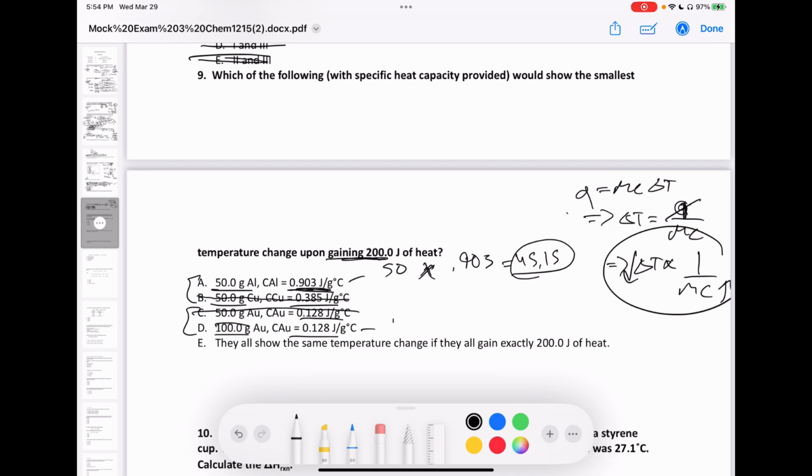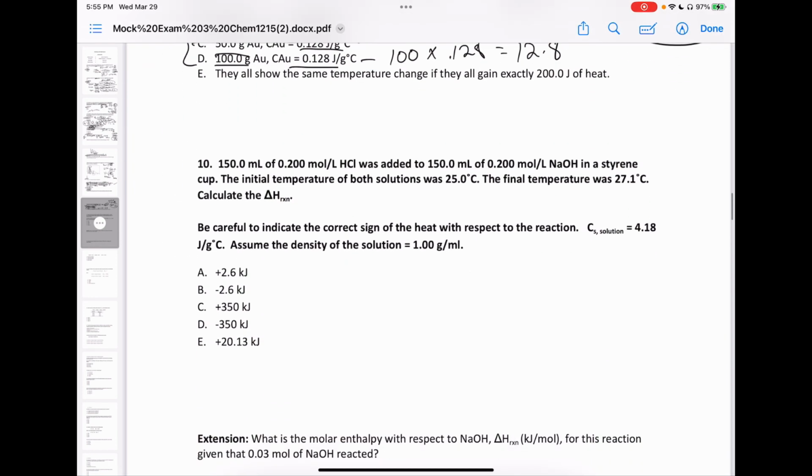And then for this one, it's going to be 100 times 0.128. I mean, you guys can probably already tell which one is the larger one, but it's good to get practice in. And this is going to be 12.8. And this is way larger. So if we want the smallest temperature change, then the answer choice is going to be A.